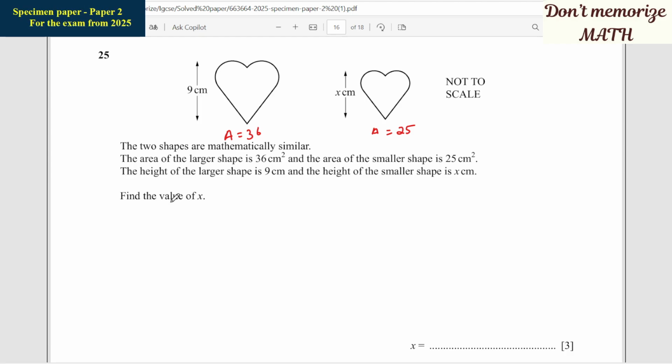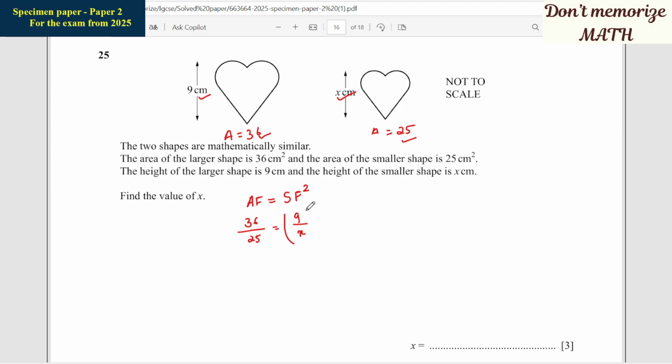So if two shapes are mathematically similar, we have area factor is equal to scale factor square. So what is area factor? Area factor is 36 over 25. Okay. What is scale factor? 9 over x.